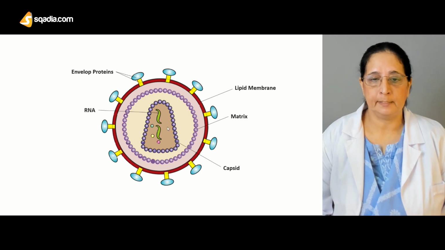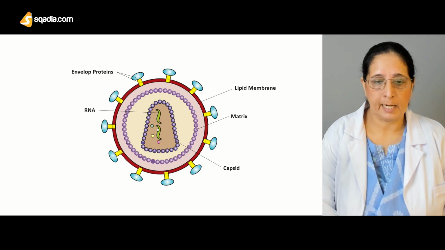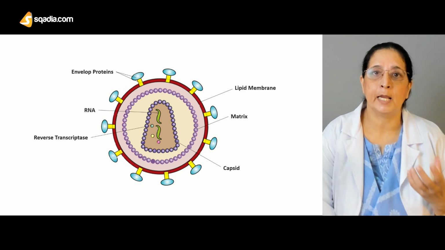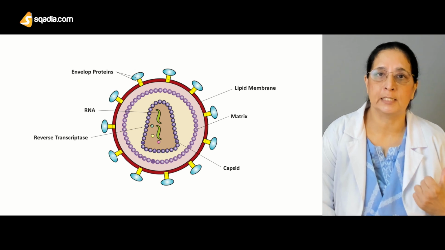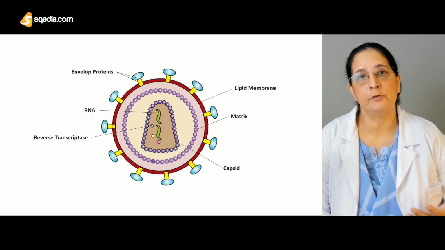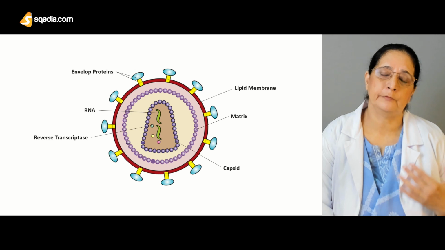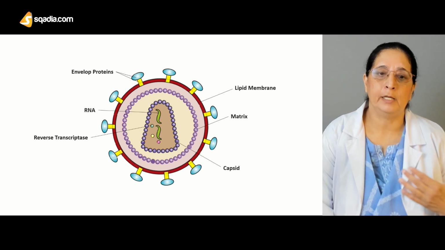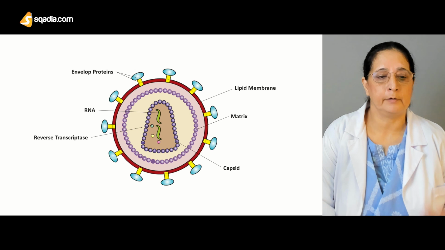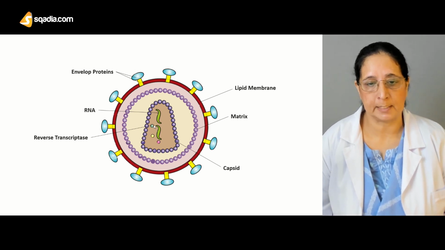Inside the capsid, we have the RNA. This is the RNA, ribonucleic acid. Then we have 3 different enzymes present. We have reverse transcriptase. Transcription is done by the reverse transcriptase, and the name retrovirus comes because of this reverse transcriptase. This is the enzyme reverse transcriptase here.